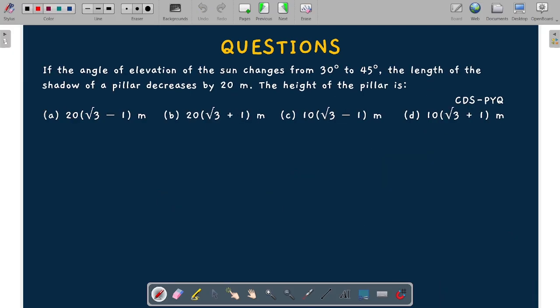If the angle of elevation of the sun changes from 30 to 45 degrees, the length of the shadow of a pillar decreased by 20 meters. Find the height of the pillar. Same type of question, so let's do it. What will happen here? The elevation of the sun changes from 30 to 45 degrees. Then the pillar's shadow, let us assume the full shadow is x.